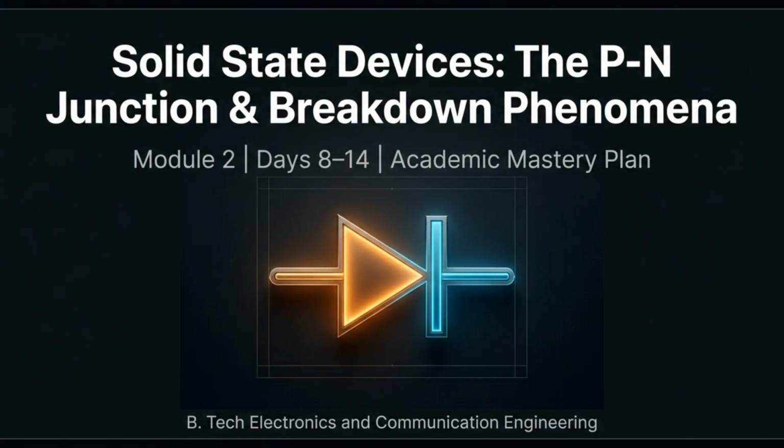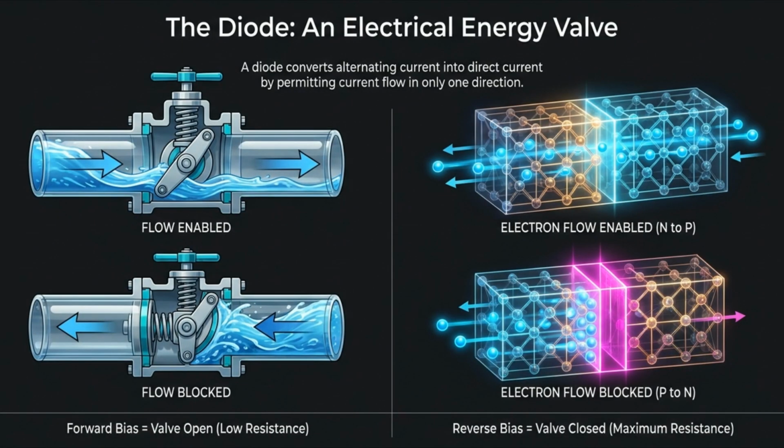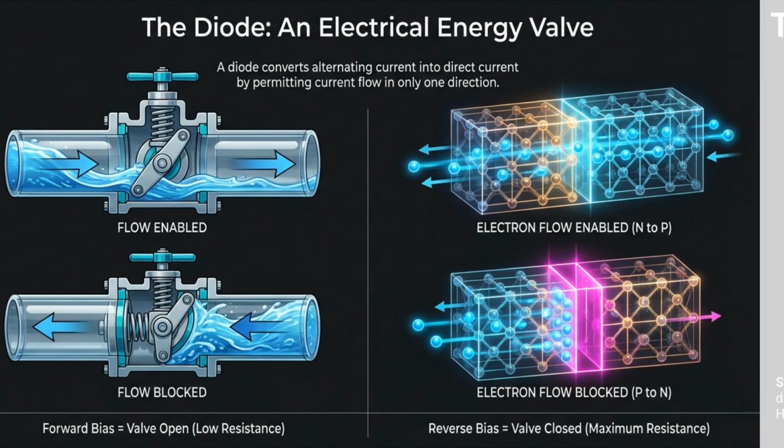Welcome to Module 2 of Solid-State Devices, where we will explore the p-n junction diode and the fascinating world of breakdown phenomena. The diode functions as an electrical energy valve, converting alternating current to direct current by allowing flow in only one direction. Forward bias is like an open valve, and reverse bias is a closed valve.